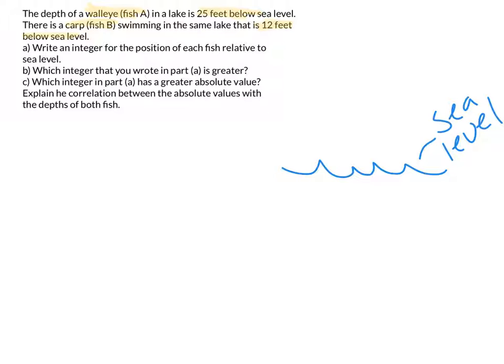Okay, what the first part of the question is asking us to do is to write an integer for the position of each fish relative to sea level. Okay, so the first thing I like to do before I do any word problem or before I start working through any of this stuff is to draw a picture. So first we've started with our sea level. Okay, what would our sea level represent? What would be right here if we were considering this to be like a number line? We would consider it to be 0, okay? The number 0, okay? So that's starting fresh, it's 0.